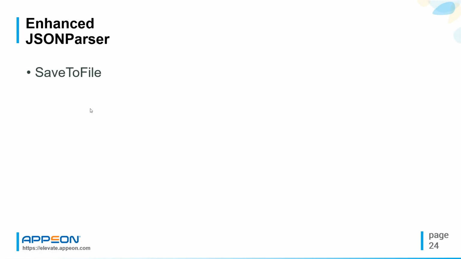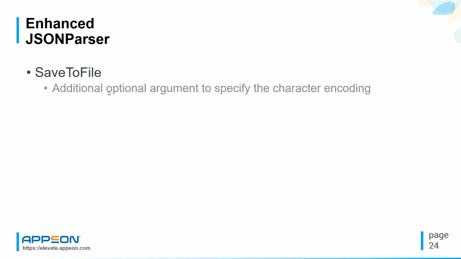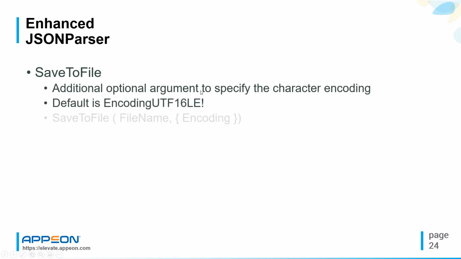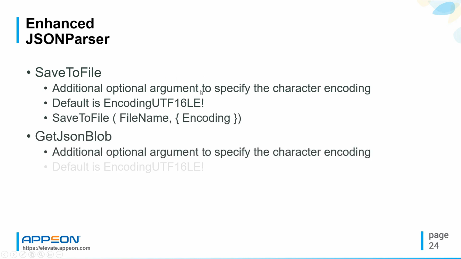This is the JSON parser still, but like the generator we already talked about, there is a new save to file with an optional argument with the encoding, and the blob with the encoding.